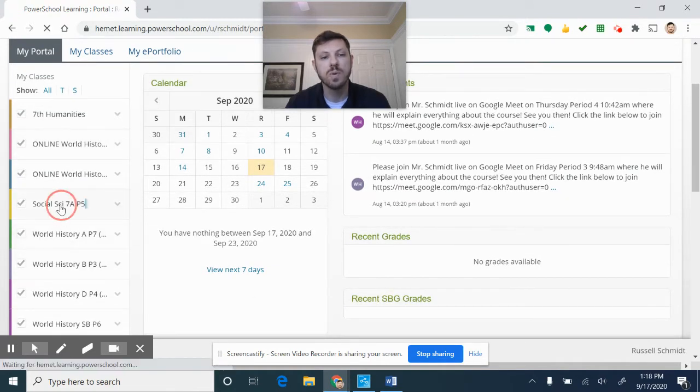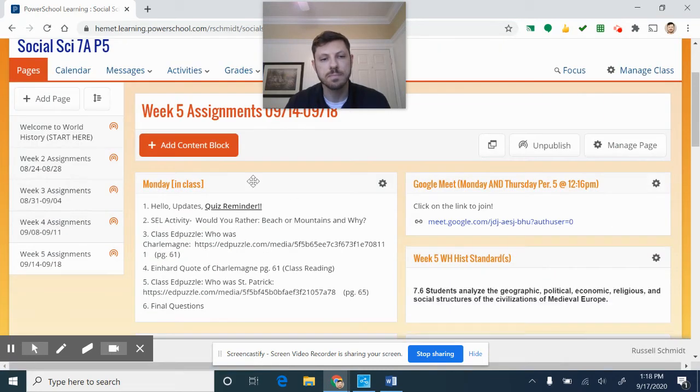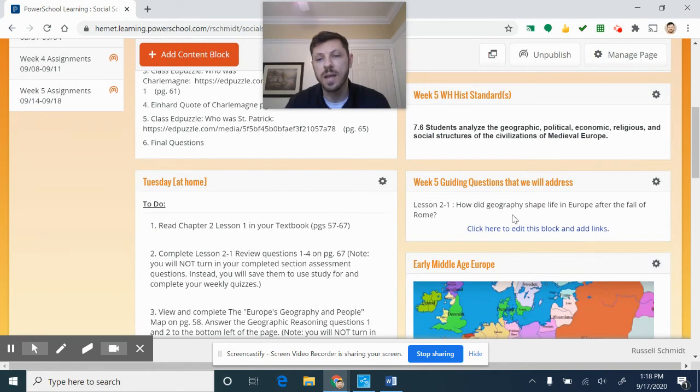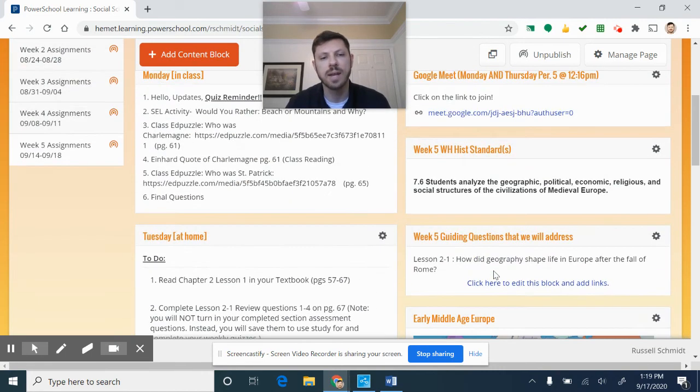Also, this one would be my 7th grade social science. You can see it's set up in a very similar way, week 5. And then I've listed here, I set it up slightly different. The Google Meet link is always at the top, then the standard and guiding question for the week. I give a supplemental. This one's a map about the early Middle Ages. That's where we're at right now in the class.